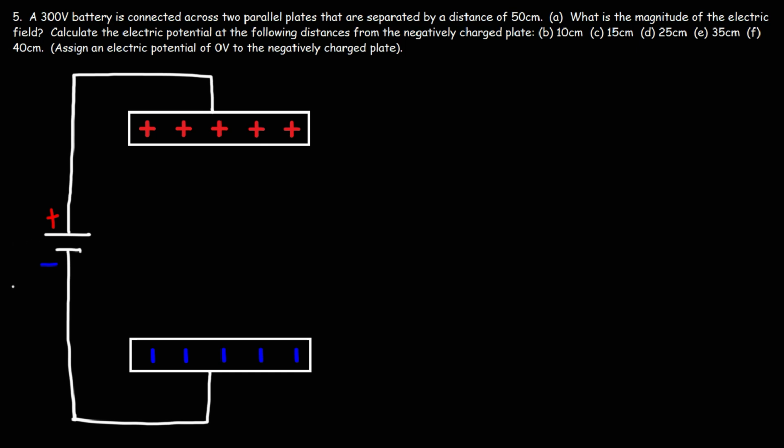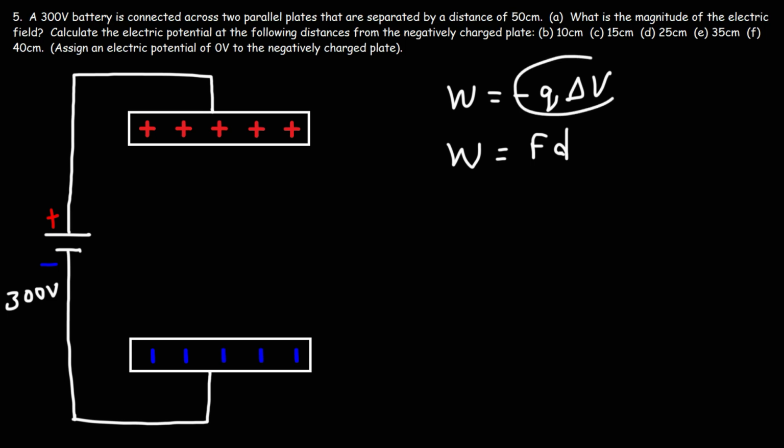Let's see if I could put that somewhere else where there's more space. The electric field is going to emanate away from the positive plate toward the negative plate. How can we calculate the magnitude of the electric field? Well, let's write down some formulas. We know that work is equal to -Q delta V. And work is also equal to force times displacement. So therefore, we can set these two equal to each other.